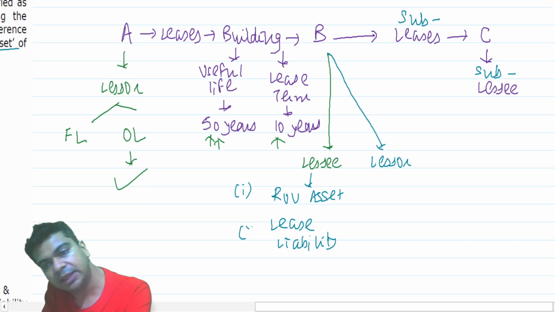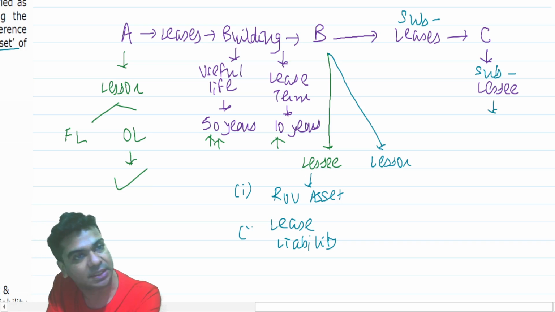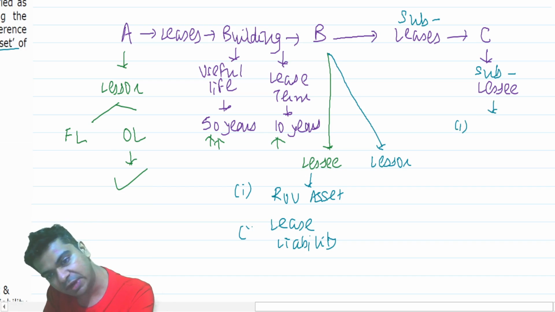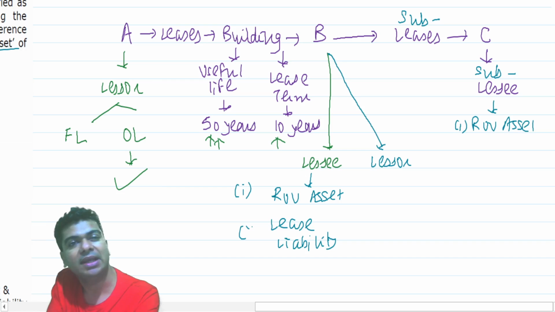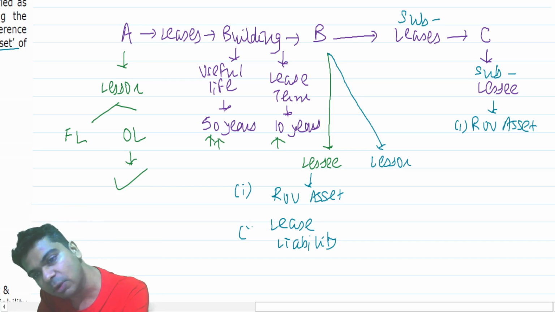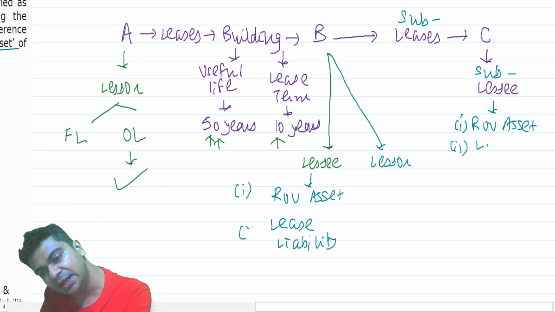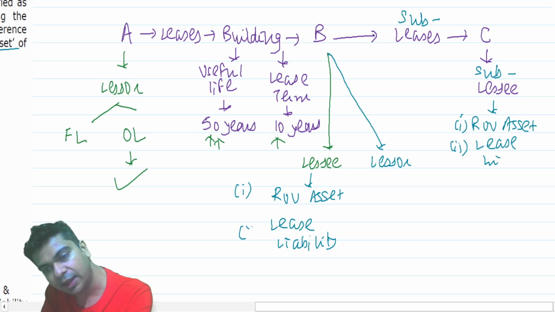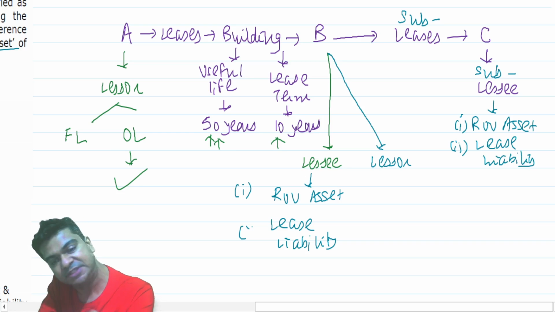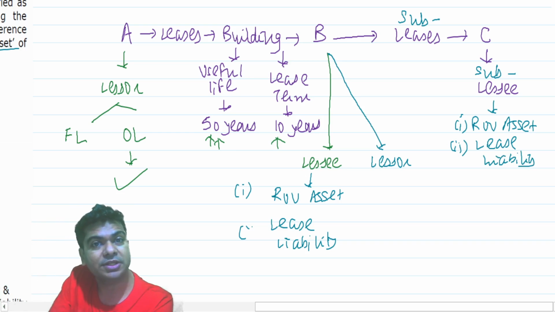Think about C over here. C is a lessee. It will have to recognize the ROU asset. You are a lessee, so you don't have to get into finance lease, operating lease. You have to recognize the ROU asset and the lease liability. That is what will happen in the books of C. We are more interested in the books of B.